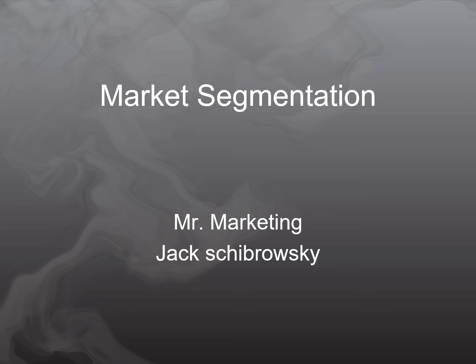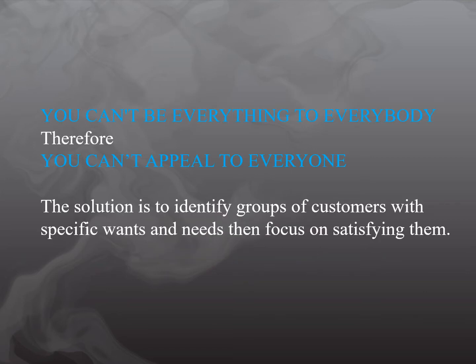All right, well, your book talks about market segmentation, and it discusses a lot of ways to approach the idea of segmentation. So let's talk a little bit about that. Once again, we start with the notion that you can't appeal to everybody, and so the solution would be to identify groups of customers with similar wants and needs and then focus on satisfying that particular group of customers' wants and needs. It's a segmented approach to marketing strategy.